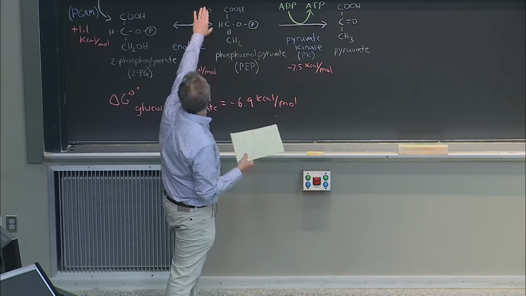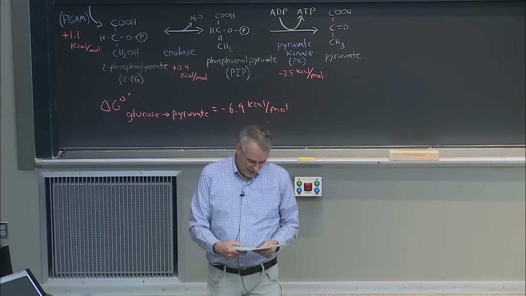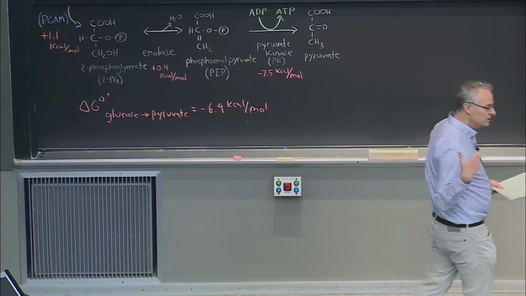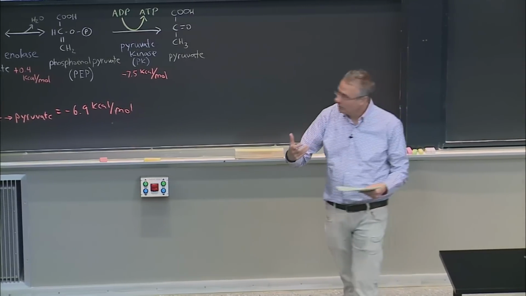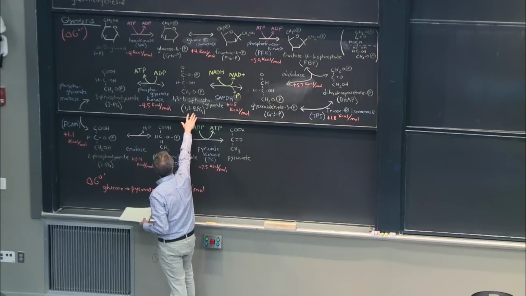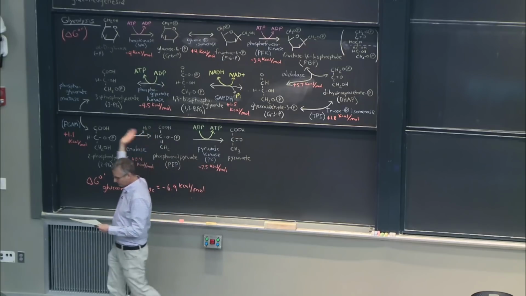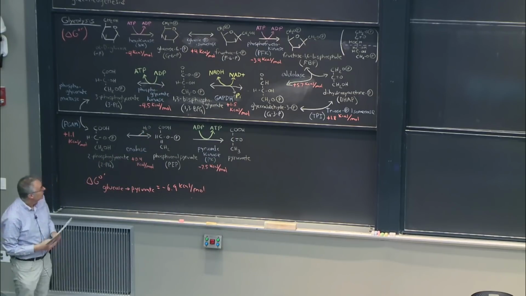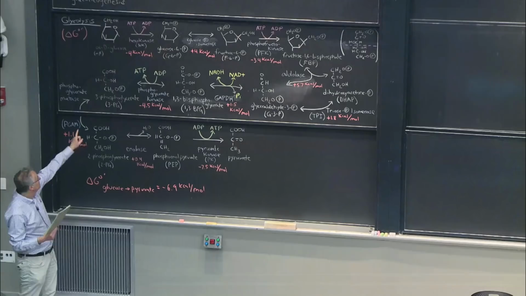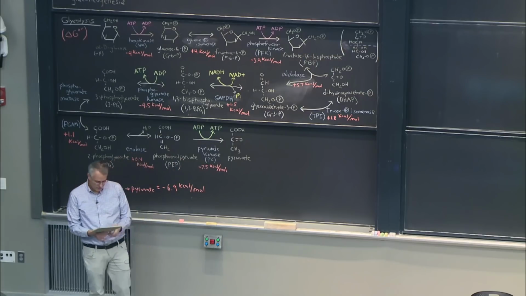Pyruvate kinase, phosphoglycerate kinase, hexokinase, phosphofructokinase. As we talked about before, these are able to pull the less favorable steps upstream forward by keeping concentrations of products such as 1,3-bisphosphoglycerate low, thus allowing this net reaction to move forward. You'll notice I drew 3 steps here as irreversible: hexokinase, phosphofructokinase, and pyruvate kinase.